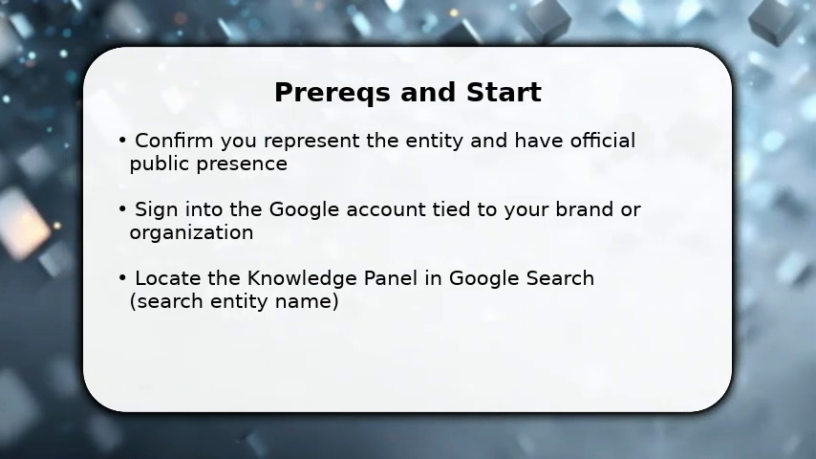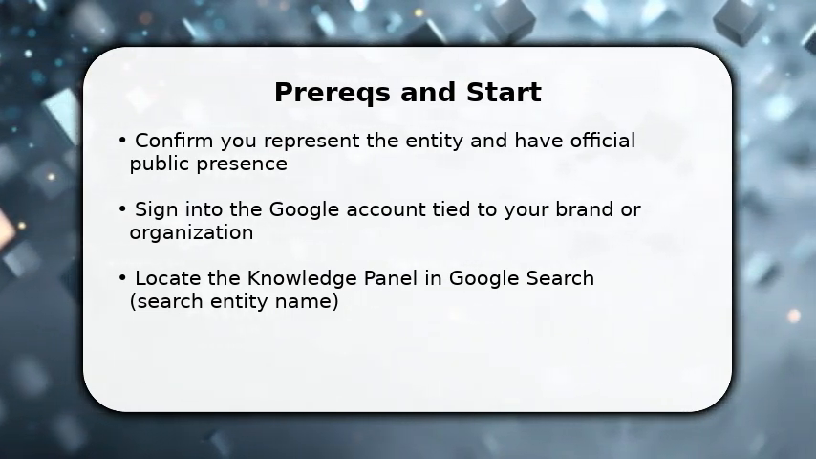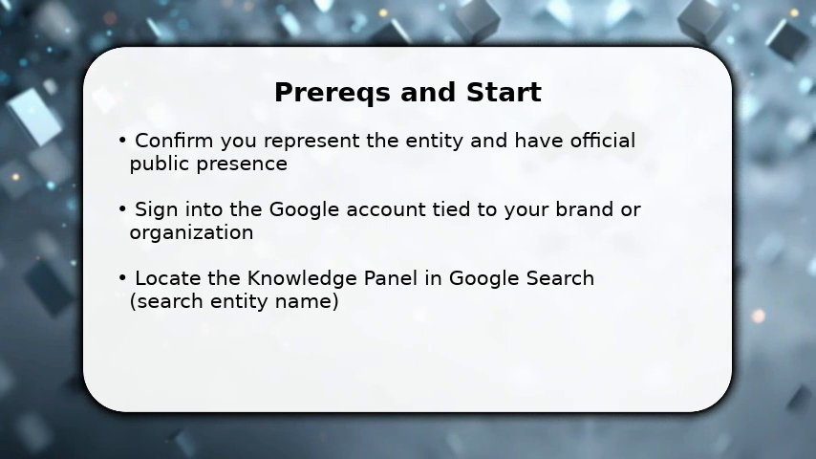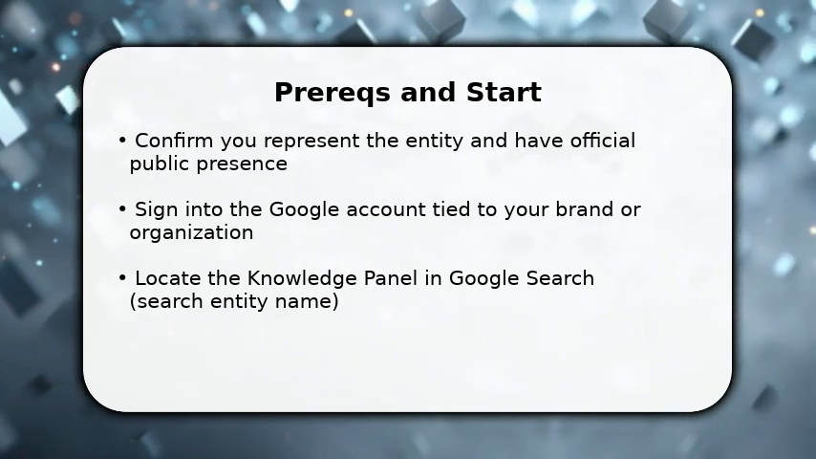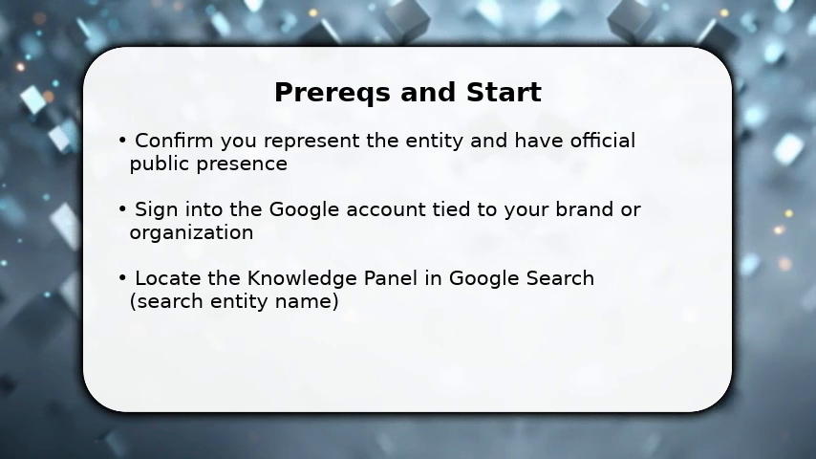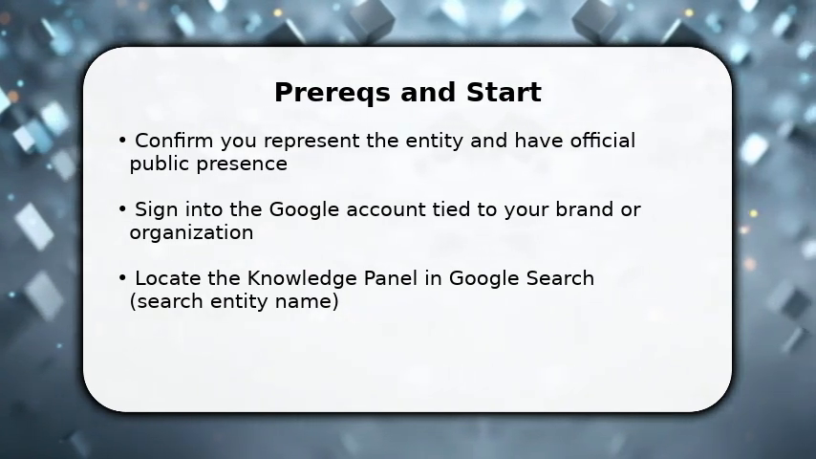Next, search the entity name and find the knowledge panel on the right. If the panel is not visible, search variants and check cached results. Make sure the panel displayed is the one you intend to claim before moving forward.